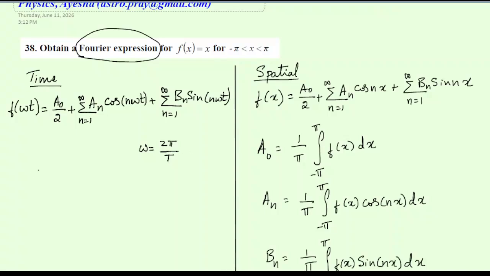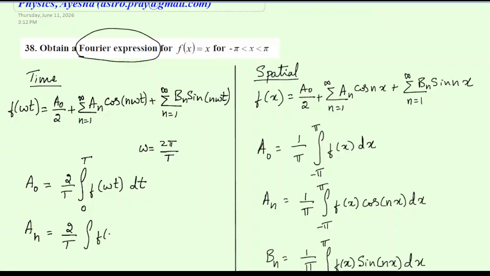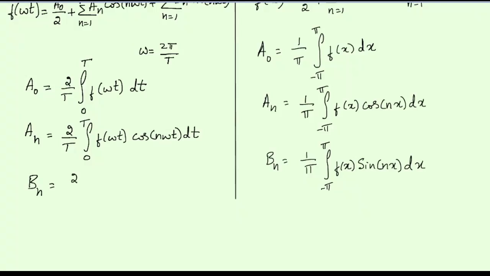So here again a0, an and bn are Fourier coefficients which are given by a0 equals 2 divided by T integral of f of omega t dt over an interval of 0 to T, and an is given as 2 by T integral of f of omega t cos n omega t dt over an interval of 0 to T. Also, bn is 2 divided by T integral of f of omega t sin n omega t dt over an interval of 0 to T.